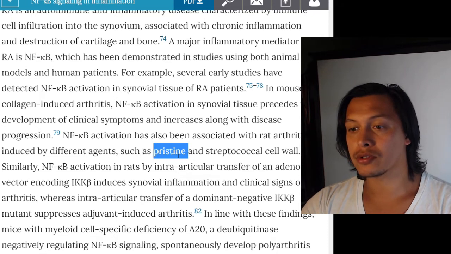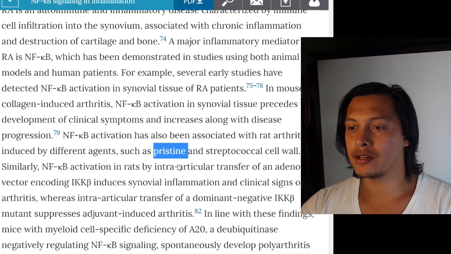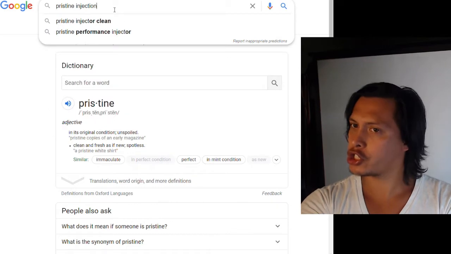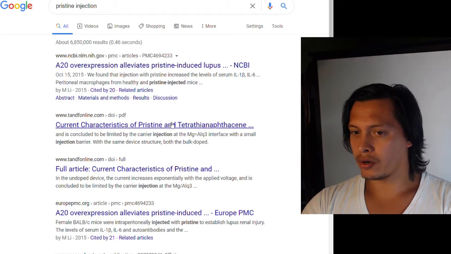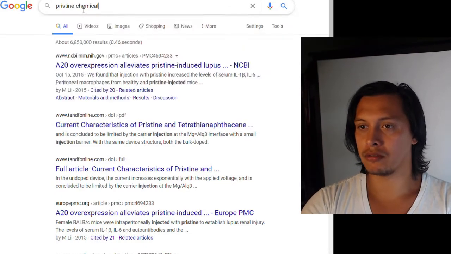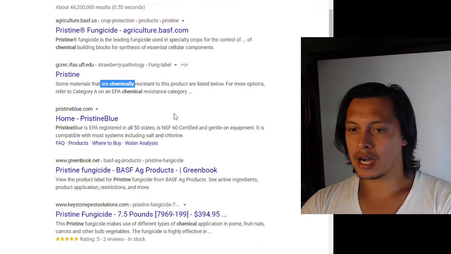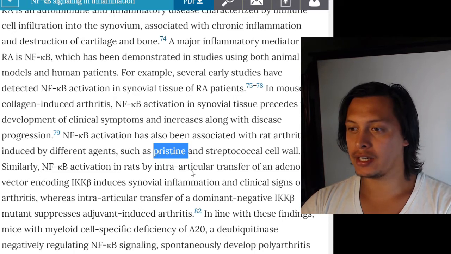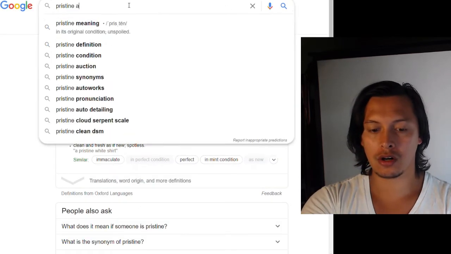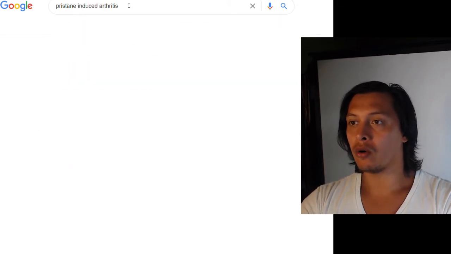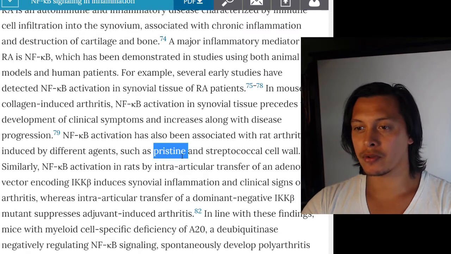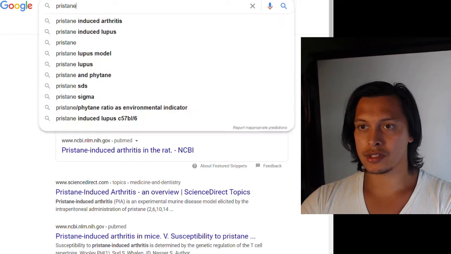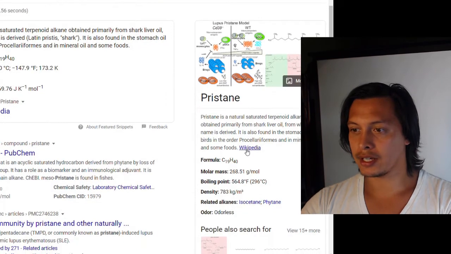So pristane, I presume this is just a chemical that they inject. I do not know exactly what pristane is. Wait, let me look up pristane arthritis. Oh, okay, so this must be a typo. This should be pristane, not pristine, because it looks like, yeah, pristane. So let's look up pristane and see what exactly it is.